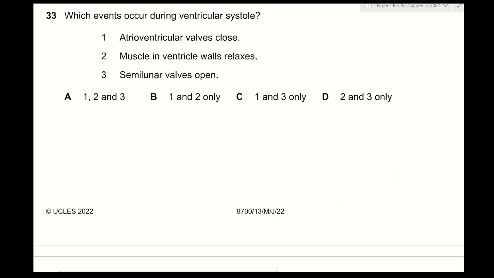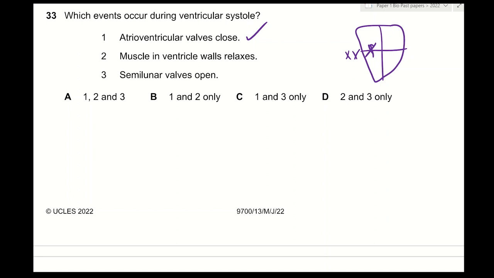Question number 33. Which events occur during ventricular systole? So ventricular systole is the phase where the ventricle contracts, pushing blood through the semilunar valve and into the aorta or the pulmonary artery. Now let's see the suggestions that we have here. One, atrioventricular valves close. This is correct because atrioventricular valves are actually between the ventricles and the atrium. And when the ventricle contracts, to avoid blood flow back into the atrium, the atrioventricular valves close to avoid backflow of blood.